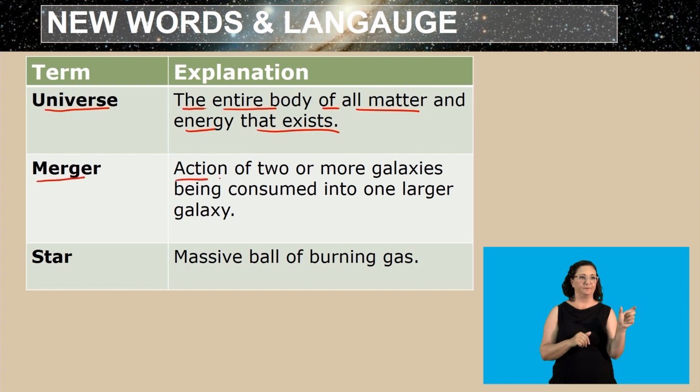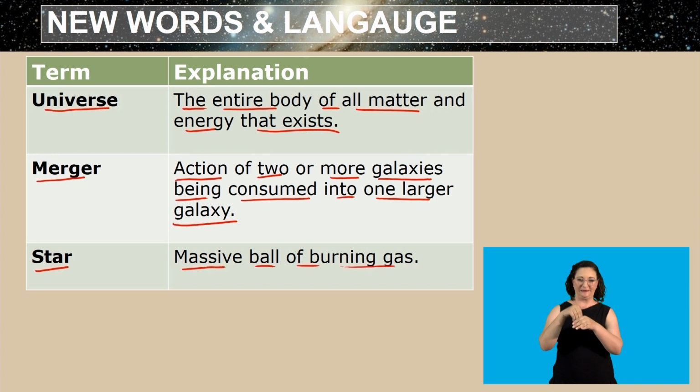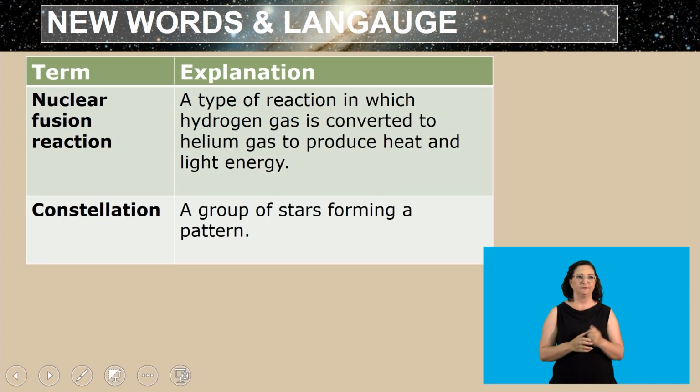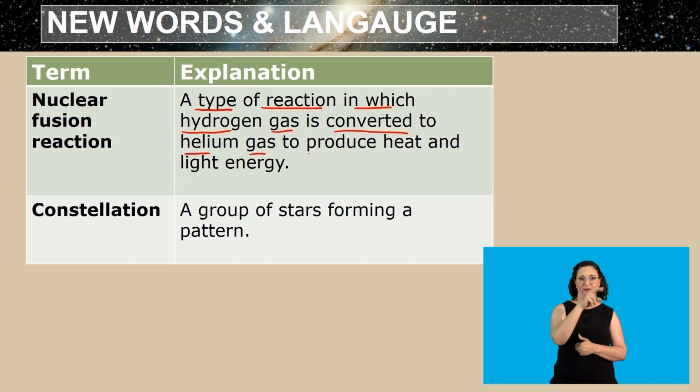Merger is the action of two or more galaxies being consumed into one larger galaxy. Star is a massive ball of burning gas. The nuclear fusion reaction is a type of reaction in which hydrogen gas is converted to helium gas to produce heat and light energy. Constellation is a group of stars forming a pattern.